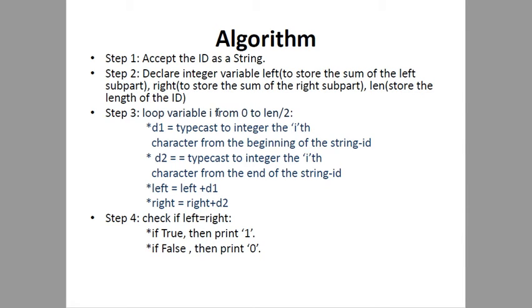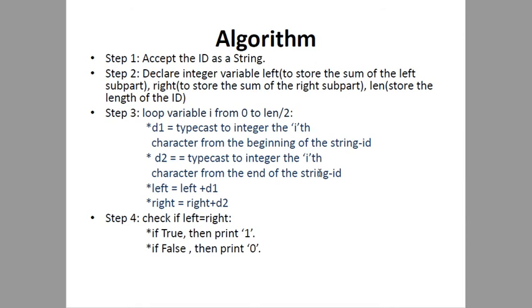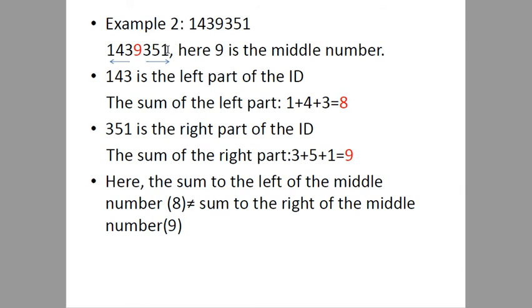Now the value of I is incremented, so I becomes 1 now. So D1 will store the ith character from the beginning of the string, that is, D1 will store 4, and D2 will store the ith character from the end of the string, so this is the end of the string, the first character from the end, that is, D2 will store 5. So here D1 will store 4 and D2 will store 5.